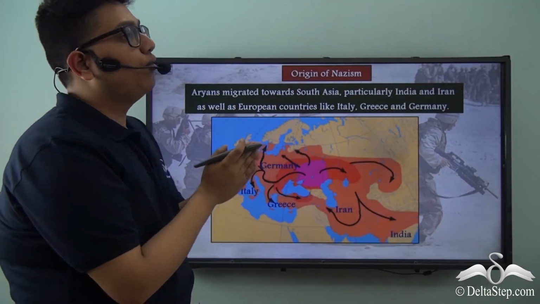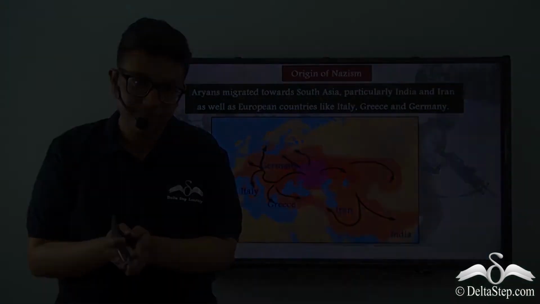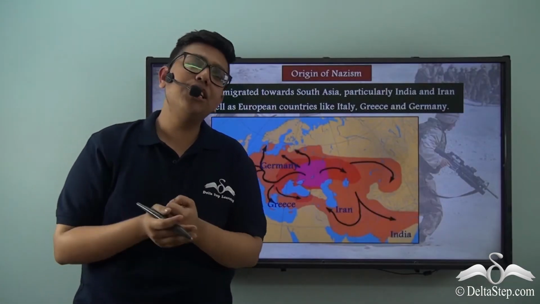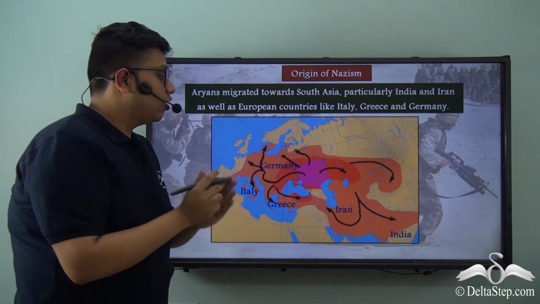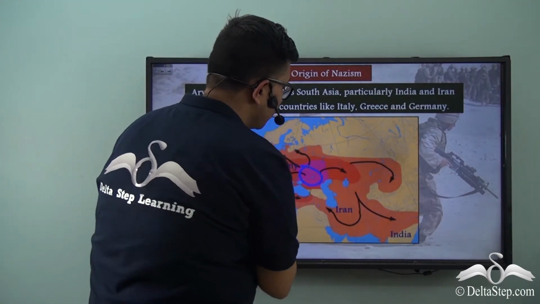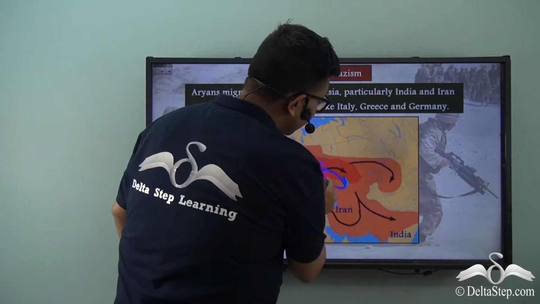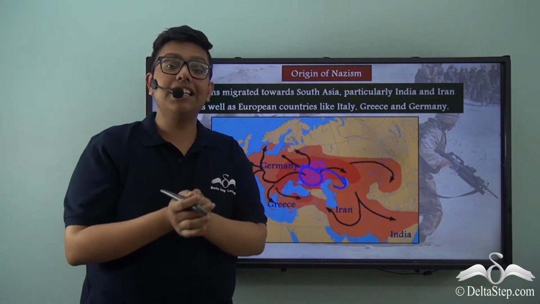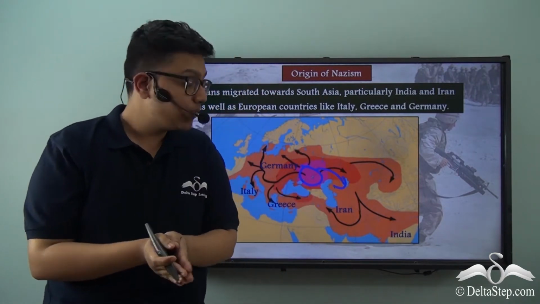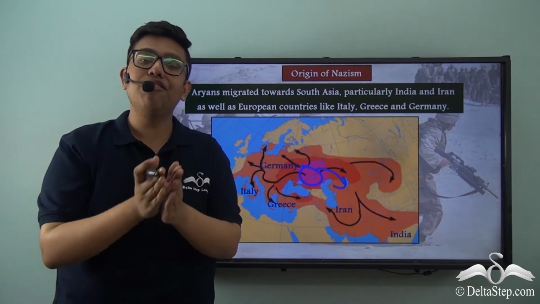The symbol of the swastika brings us to a prehistoric migration, the Aryan migration. Now, do you remember the Aryans? The Aryans were a group of people originating from Central Asia who had migrated towards South Asia and then went on to settle in India and Iran. In India, the Aryans brought about the Vedic age, whereas in Iran they settled down as the Persians. This is the story we know.